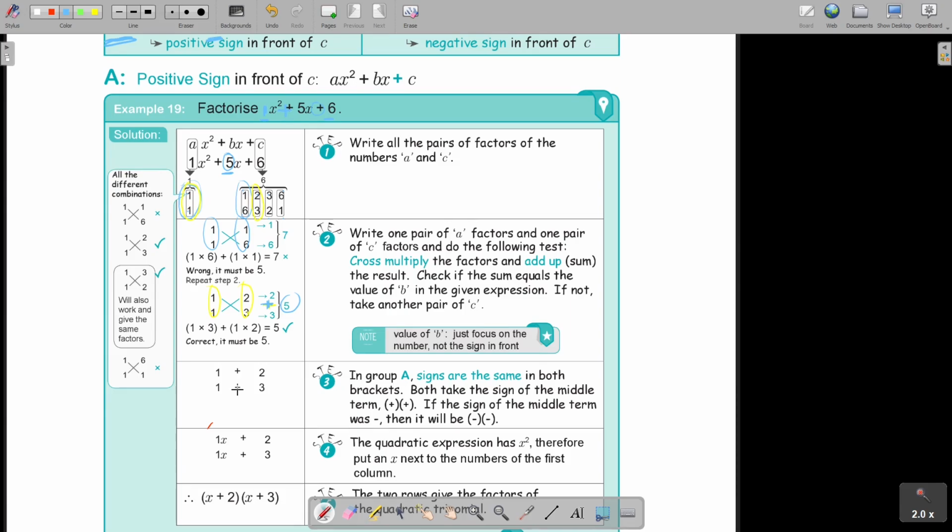Okay. Then the quadratic expression has x squared. Therefore, put an x next to the number of the first column. So, x. If there was a y squared, we would have put y. But for now, no, it's not like that. It's not the rule, it's the exception. Okay. And then don't forget, as soon as you write that, that is your first bracket.